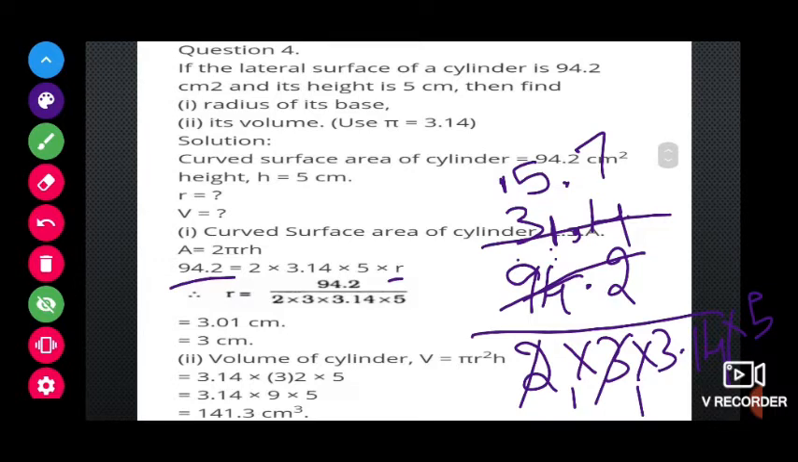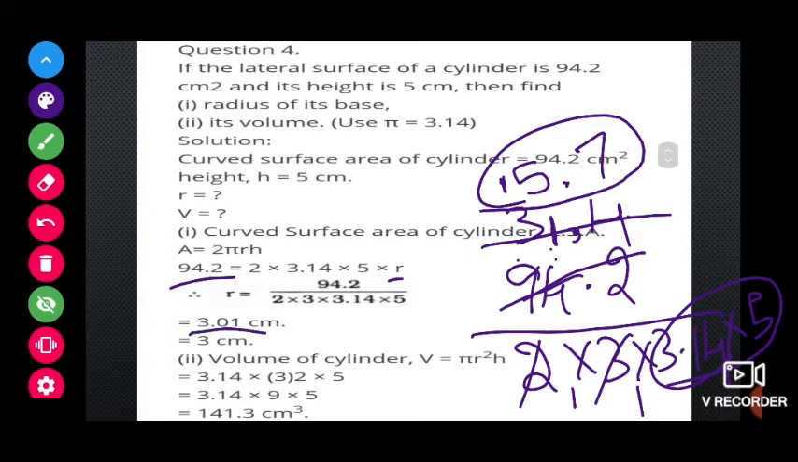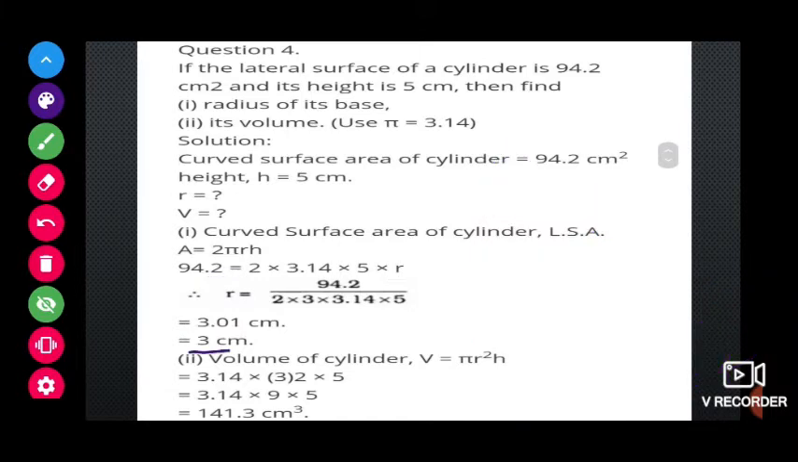Next, I think it is better to do the further steps: you just multiply these two as the numerator and do the normal division, you will get 3.01 centimeter. 3.01 centimeter is approximately 3 centimeter. So the radius we got is 3 centimeter.